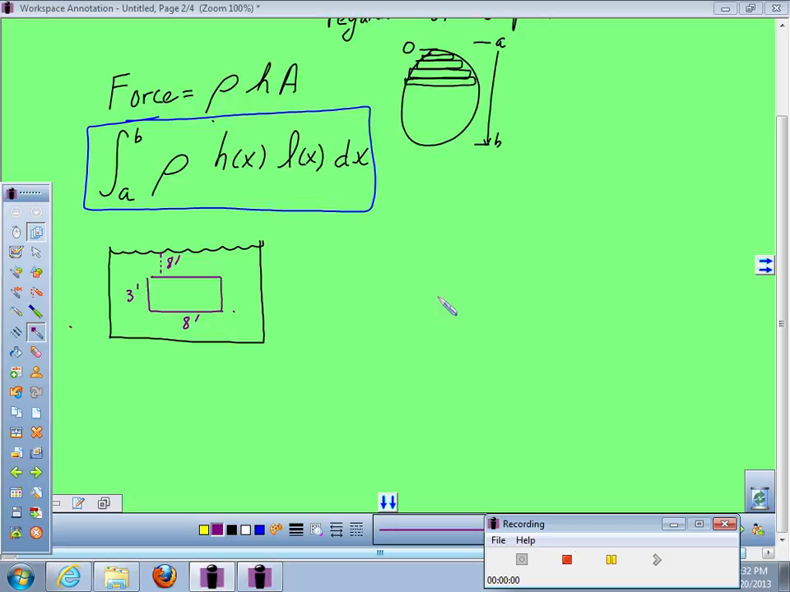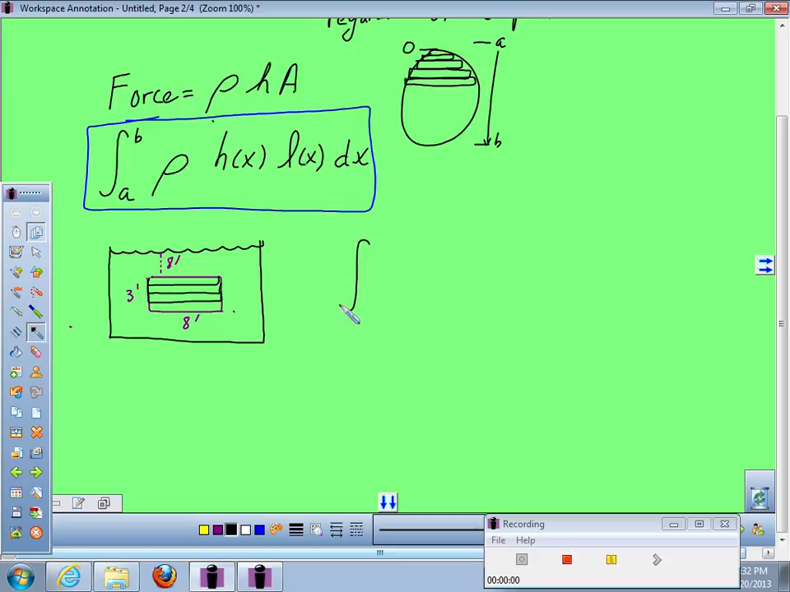A little plain old ordinary rectangle here, and I want to find the fluid amount of force being applied to it. Theoretically, I have a whole bunch of little rectangles drawn across this thing. What do you notice about those rectangles? They're all the same length. That length is never changing. So that's good news. Makes our lives easier here.